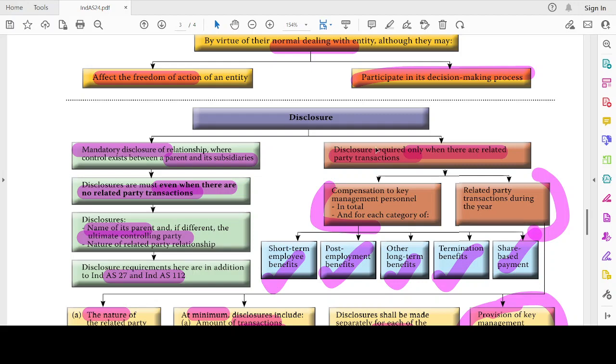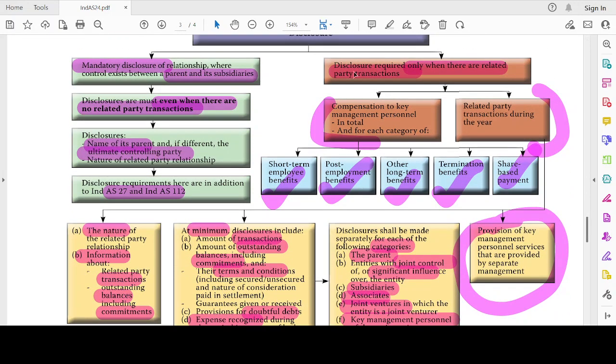Disclosure is required only when there are related party transactions, like a combination of KMP and other related party transactions. For example, for KMP, what compensation could be paid?